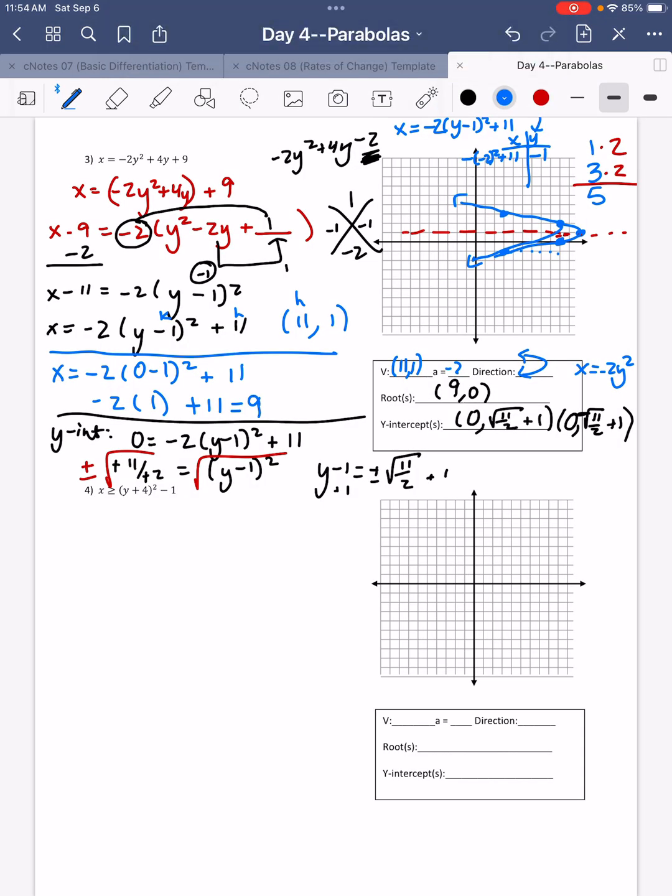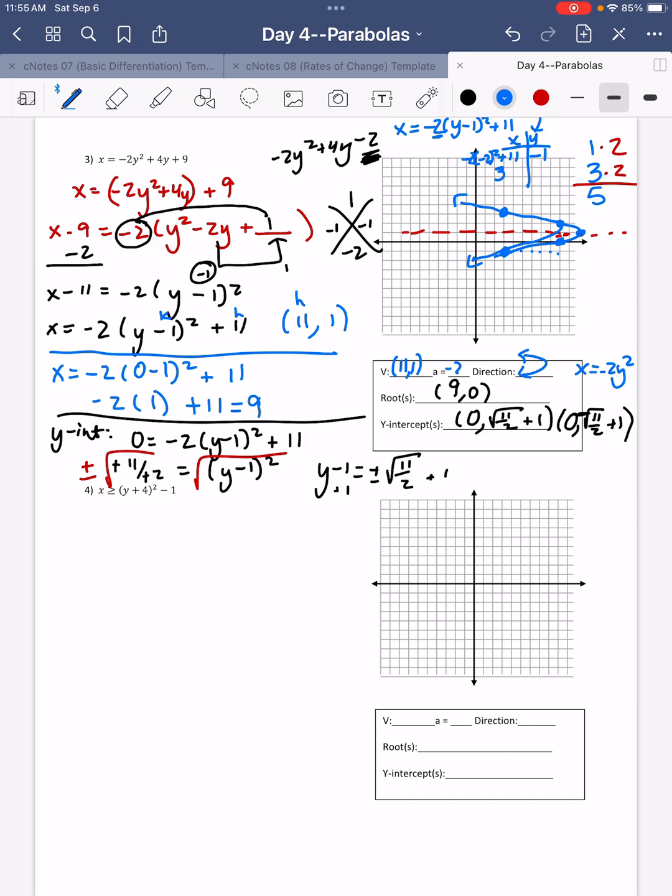So I realized that I forgot the 2 here. So we get 4 times negative 2, so negative 8 plus 11 is positive 3. So 3, negative 1 gives us that point there, and then you can reflect it over the axis of symmetry. Okay, so that's another way you could get that point if you wanted to.